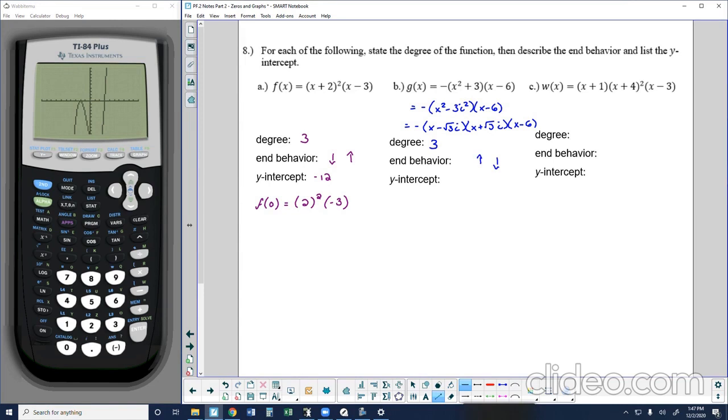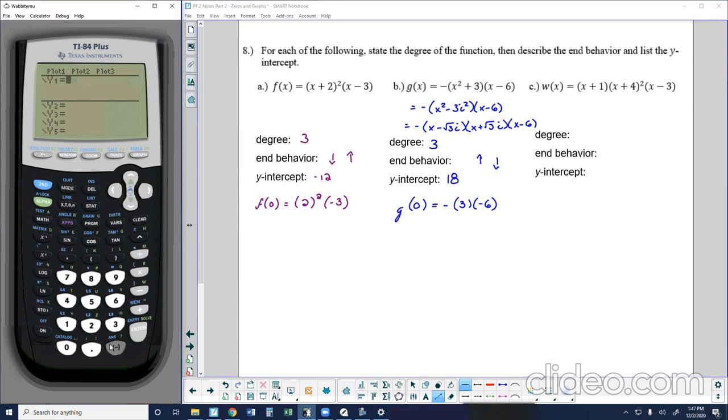Then to find my y-intercept, I would substitute in 0. So this would be negative, don't forget that negative out in front, 3 times negative 6. 3 times negative 6 would be negative 18, and times a negative 1 would be a positive 18. So the y-intercept for this function would end up being positive 18. I can check that again.